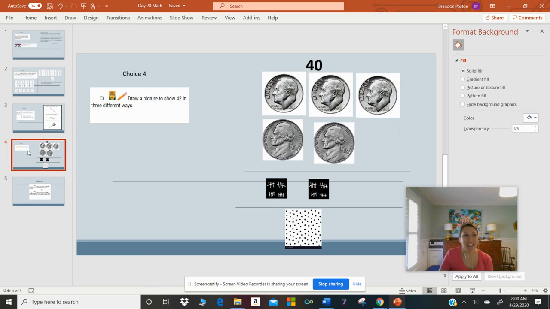Okay, and choice number 4, draw a picture to show 42 in 3 different ways. Now, I chose a different number because I want you to show me 42. I've given you an example over here. My number is 40. I've chosen to draw it out with coins. So I have 3 dimes, which is 30 cents, plus 2 nickels, which is 10 cents. So I have 40 cents. Okay, 30, 35, 40. You can do tally marks or you could draw pictures. Those are just some examples of ways you could draw out your number 42. Remember, you have 42, okay?